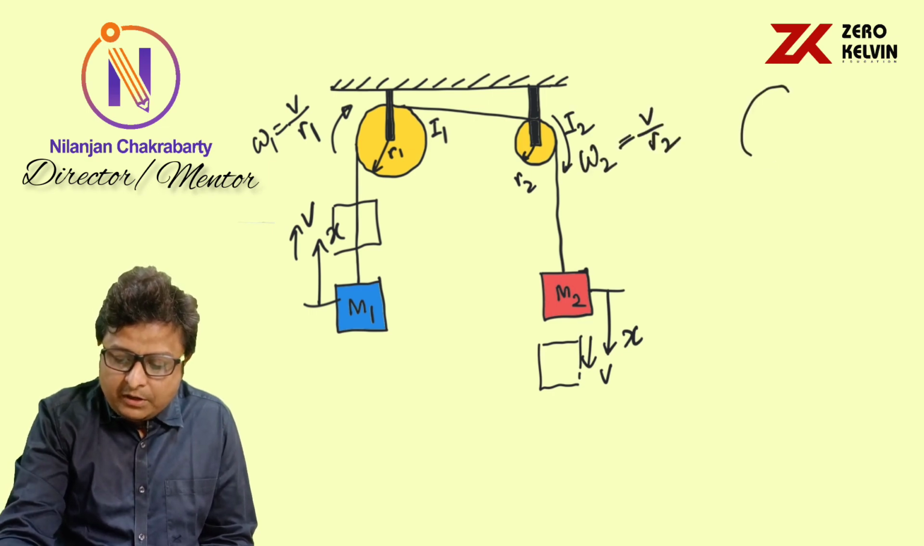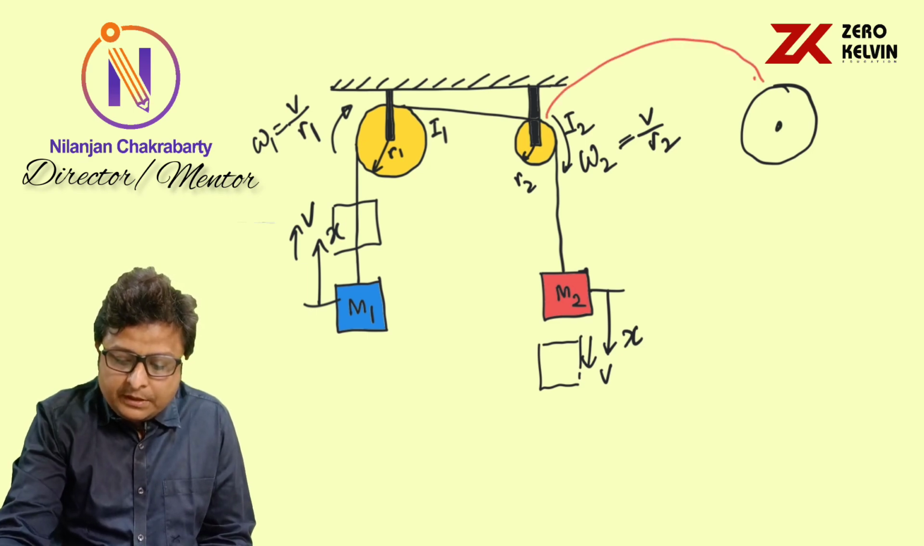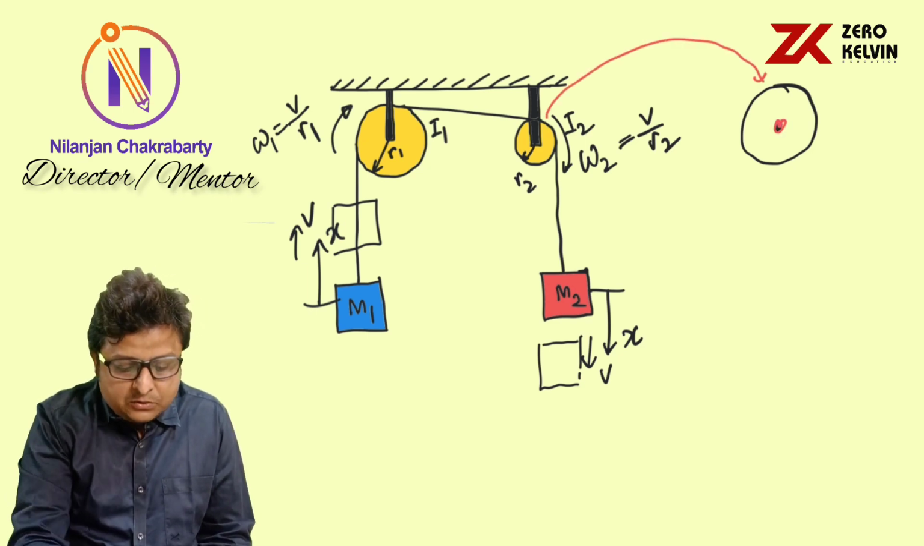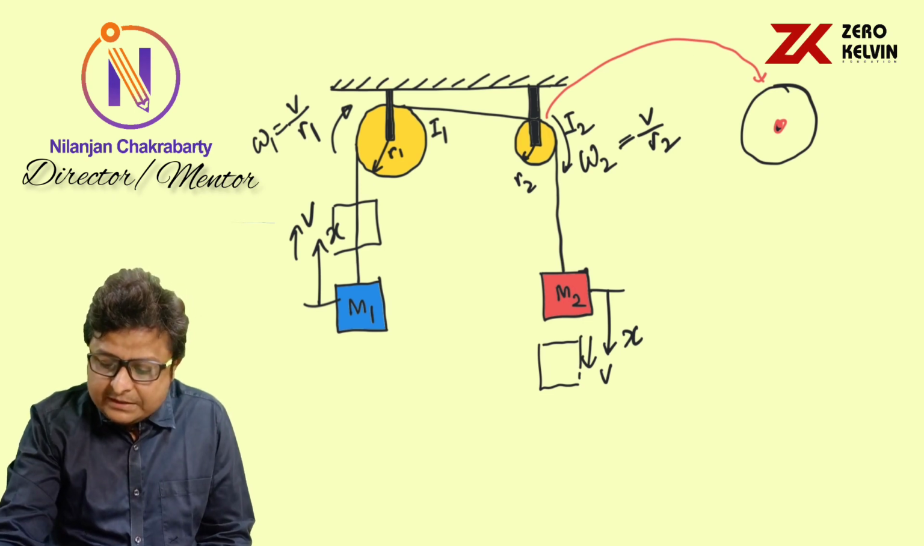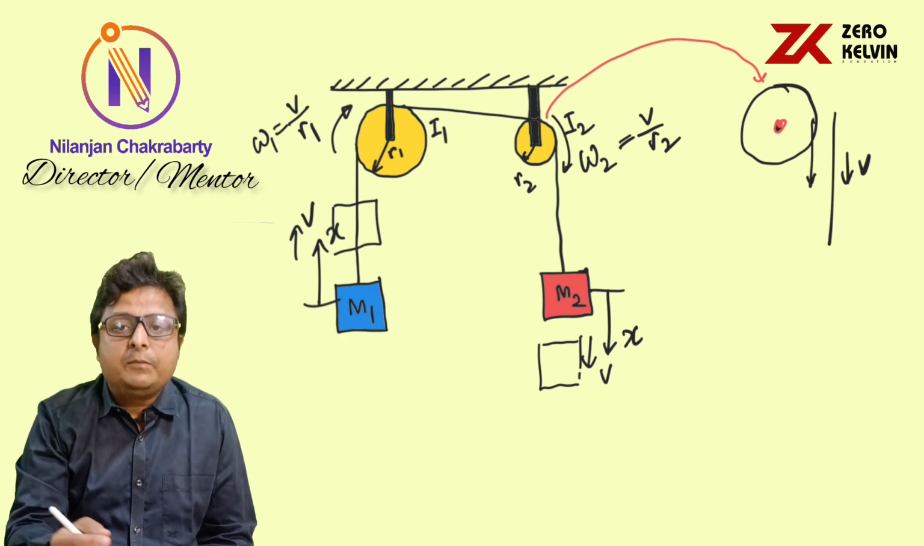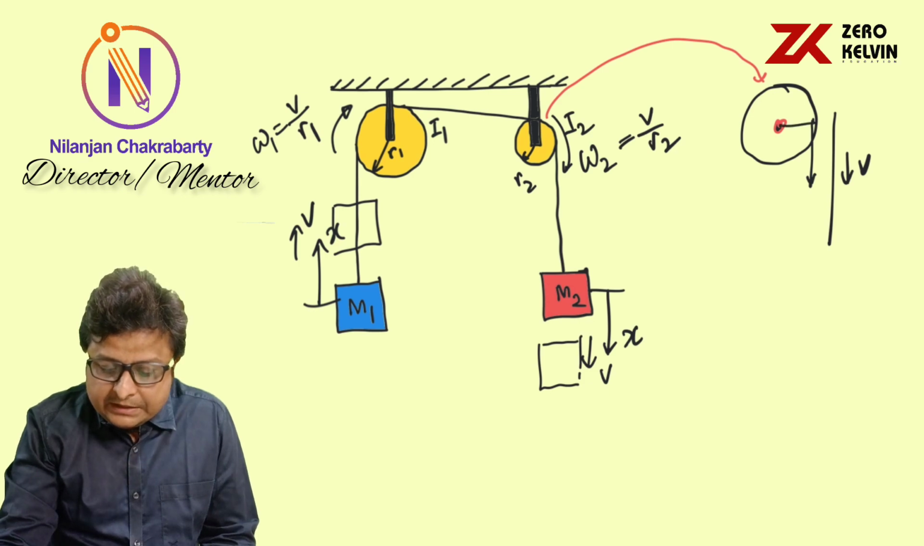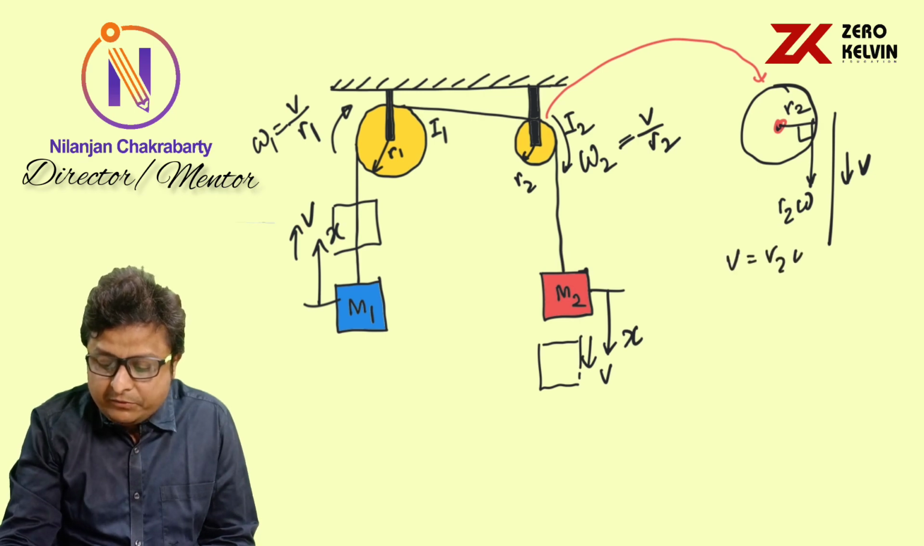Do you know why? Because if you look at this pulley, from the axis, the circumferential speed of the pulley will match the speed of the string. That is the whole meaning of no relative motion or no slipping. So there it is r2 omega. This velocity is r2 omega, and as there is no slipping, v is r2 omega.